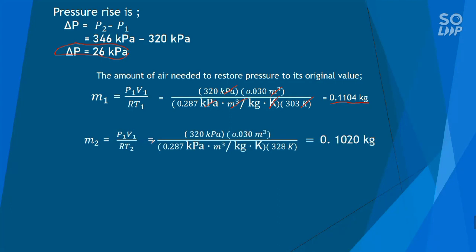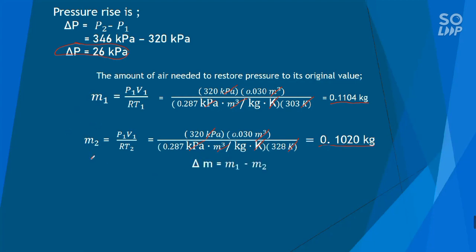Next, we need to solve for the mass at state 2. So we have the same formula and plugging in the values, we have 320 kilopascal multiplied by 0.030 cubic meter all over 0.287 kilopascal cubic meter per kilogram Kelvin multiplied by 328 Kelvin, since we are now at state 2. So again, we have to cancel kilopascal, cubic meter, and Kelvin. So we have the remaining unit, which is kilogram. So we have 0.1020 kilogram.